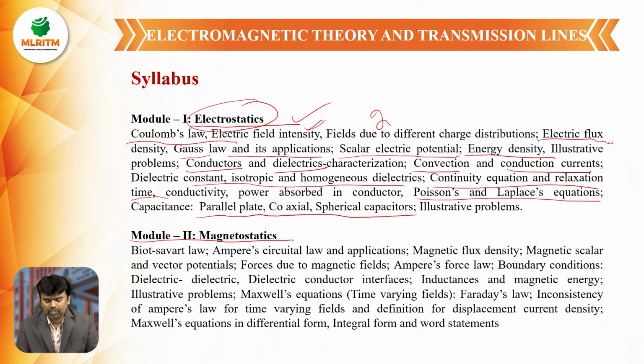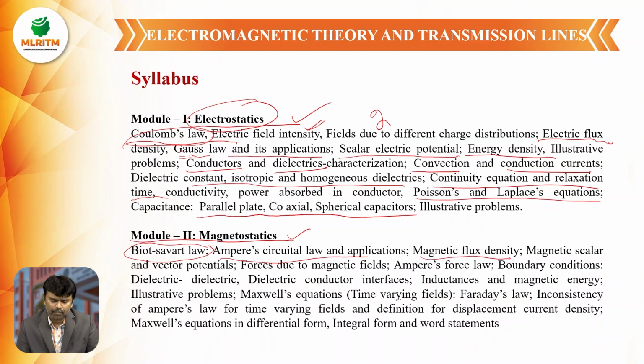Whenever the charge is moving, both electric field and magnetic field will be produced. In the second module, mainly we will discuss the moving charge. So the first topic of the second module is Biot-Savart's law. In the first module, we had Coulomb's law related to electrostatics. In the same way, Biot-Savart's law is related to magnetostatics. Next, like Gauss law in the first module, in the same way, Ampere's circuit law is related to magnetostatic fields.